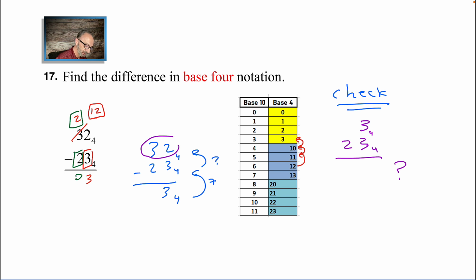Let's double check. 3 and 3 is 6. 6 is 12 in base 4. Or 3 and 3, 1, 2, 3. So 2, we carry the 1. 1 and 2 is 3 in base 4. We're not outside of our system 0, 1, 2, 3. And that should do it. It's what we want. So adding and subtracting to confirm gives you more practice and more skills.